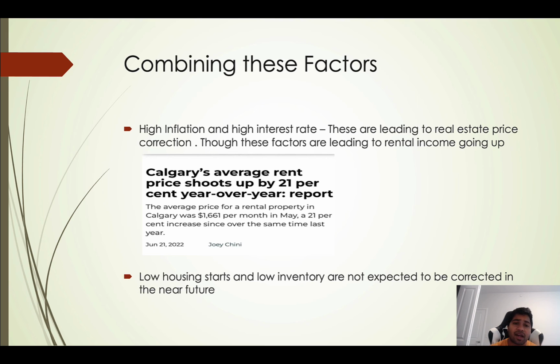But the rental market is the reverse of that. Rents generally go up if the interest rates go up, because people who have mortgages pay more, so they jack up the rents. So though these factors are leading to real estate prices going down, the rents in the country are going up. So there is a renter crisis in the country right now. For example, Calgary's average rent has shot up by more than 21% year over year. That is very high. In a single year, rents have gone up by more than 21%.